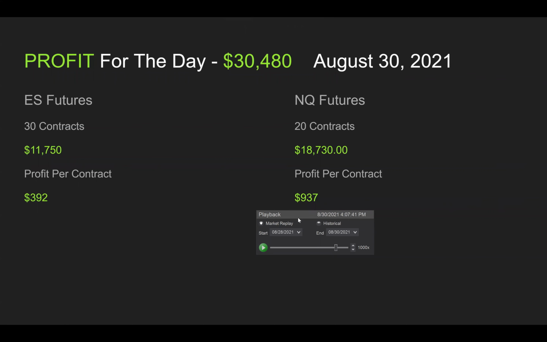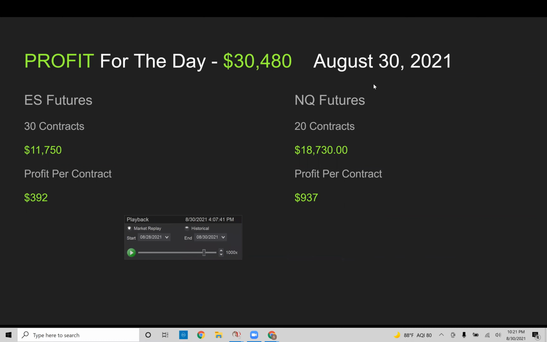There we go. So profit for the day was 30,480. The ES futures, we bought 30 contracts. We got a profit of 11,750, and profit per contract came out to $392 each. NASDAQ futures was 20 contracts. Our total profit for the NQ was $18,730, which came out to about $937 per contract.